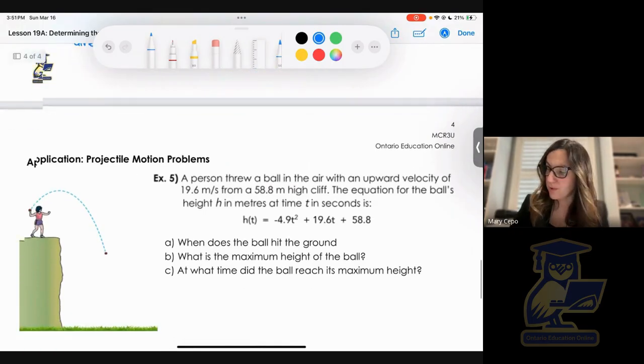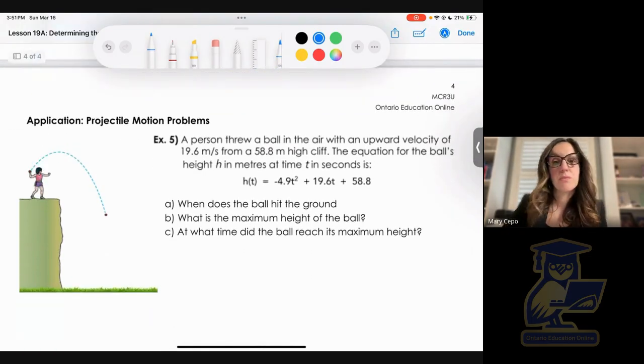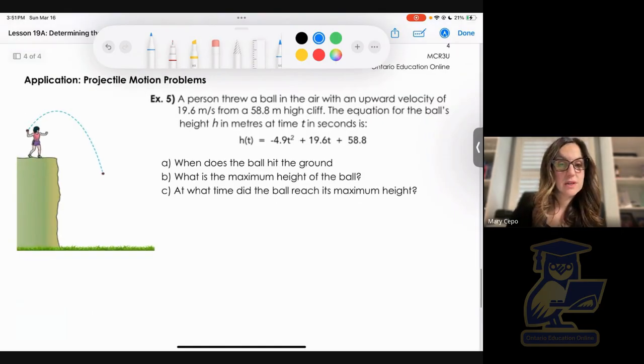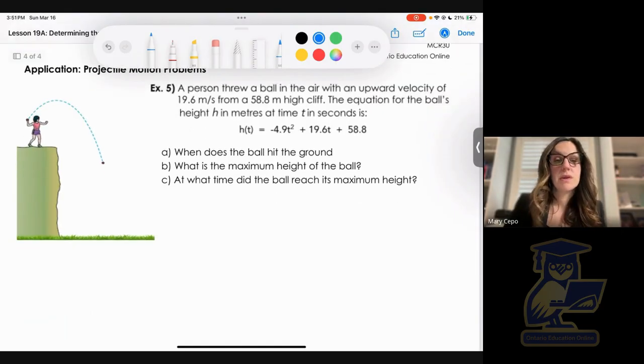So we have a person who threw a ball in the air with an upward velocity of 19.6 meters per second from a 58.8-meter high cliff. The equation for the ball's height, h in meters, at time t in seconds is given by h of t is equal to negative 4.9 t squared plus 19.6 t plus 58.8. When does the ball hit the ground?